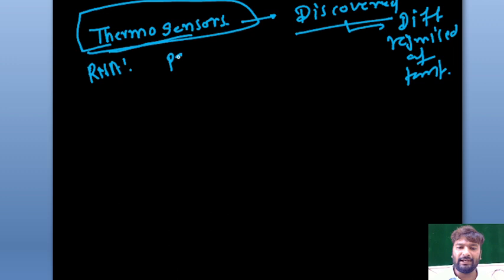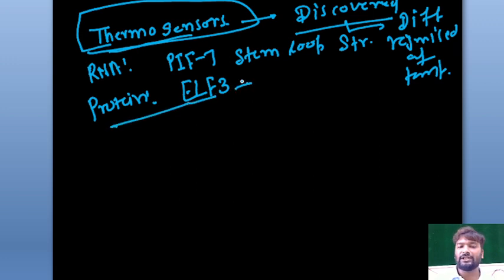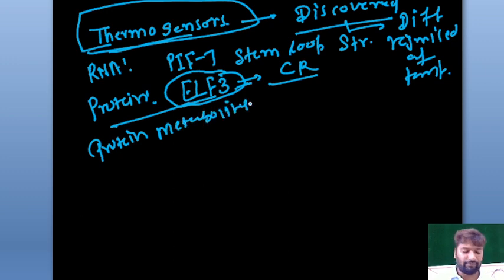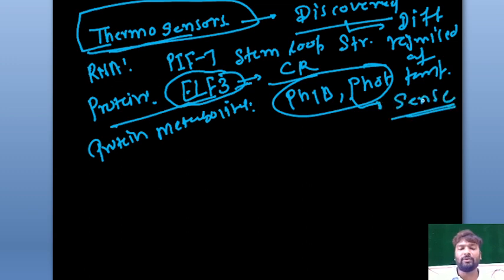So here PIF7, it is a stem loop structure, acts as a thermosensor. Then one protein, that is ELF3, acts as a thermosensor, and you know that this gene is also involved in circadian rhythms, and some protein metabolites like phytochrome B and PHOT. These photoreceptors also sense the thermoperiodism.